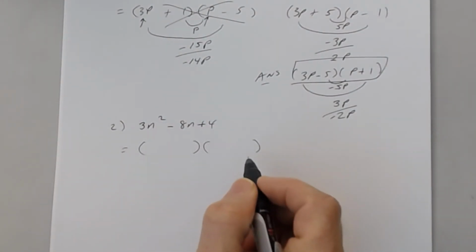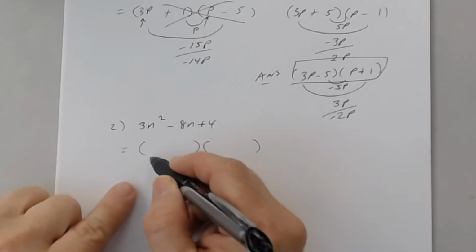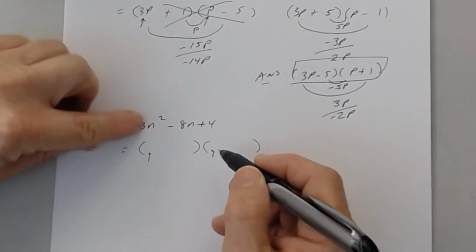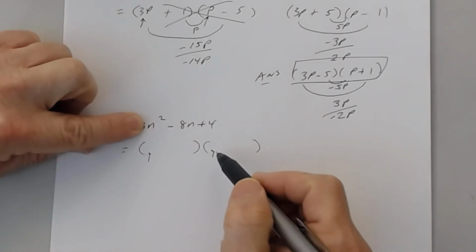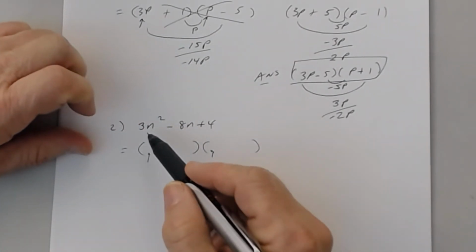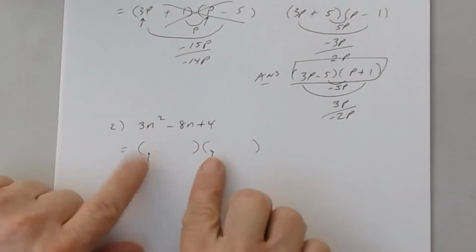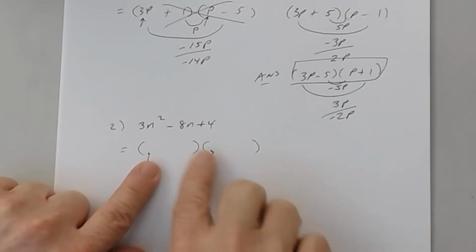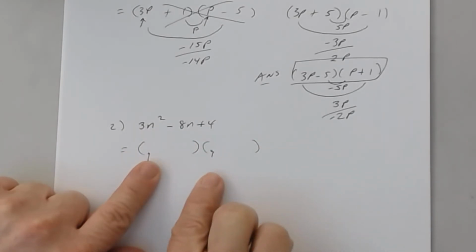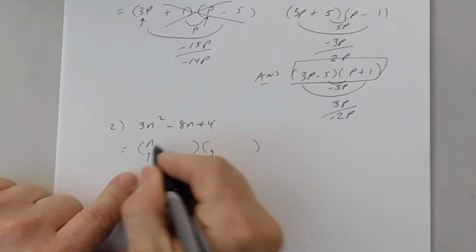Now, just like before, we look at the first term. Before, that was just an n squared, right? So I knew that this had to be n times n. But it's no longer n squared. It's 3n squared. So you've got to give me two terms whose product is 3n squared. 3n and n. That's the only possibility because 3 is prime. The only way you can get a product of 3 is 1 times 3. So let's say n, 3n.